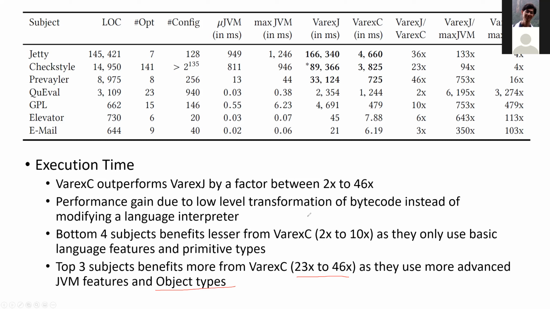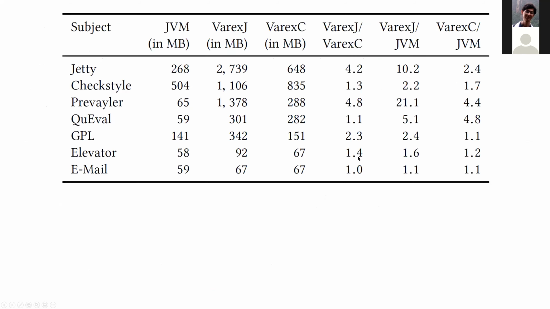Okay, so VarexJ still modifies the language interpreter, while VarexC does not modify the interpreter. Anyway, my straightforward idea is that we back up all the program execution state. That may take some time. Okay, keep going on.